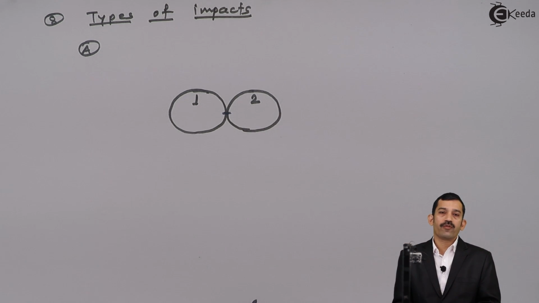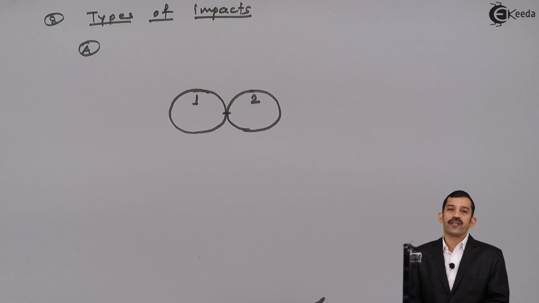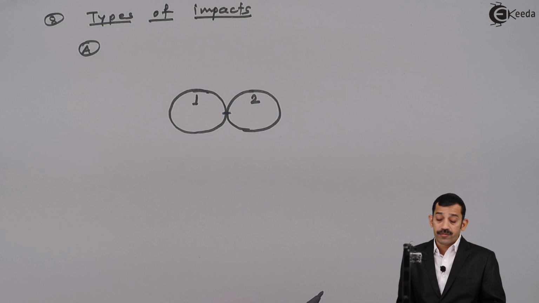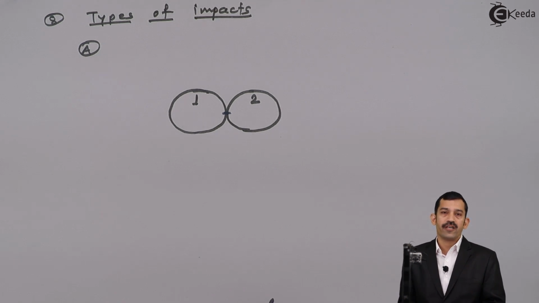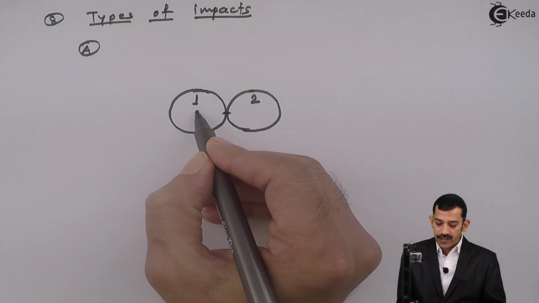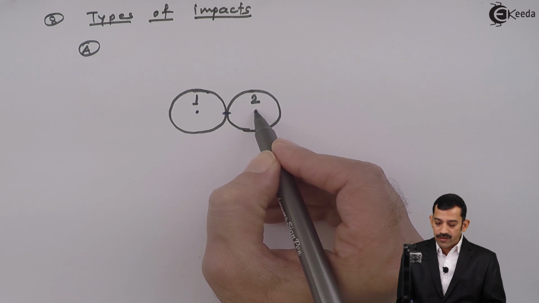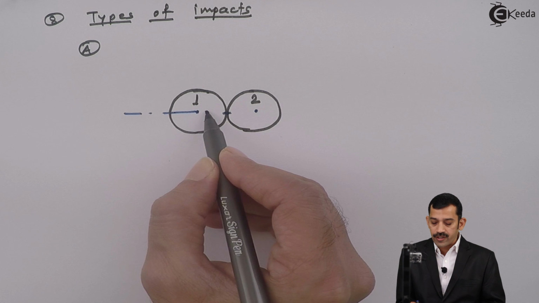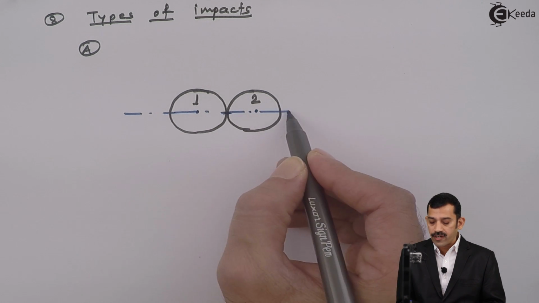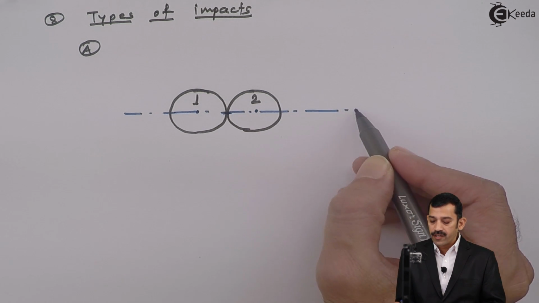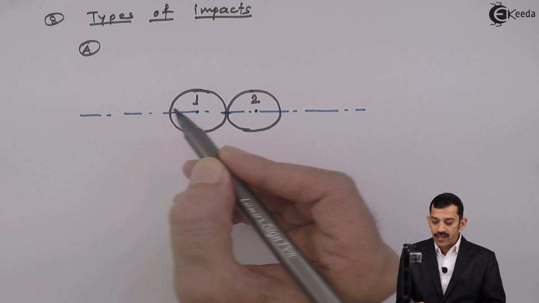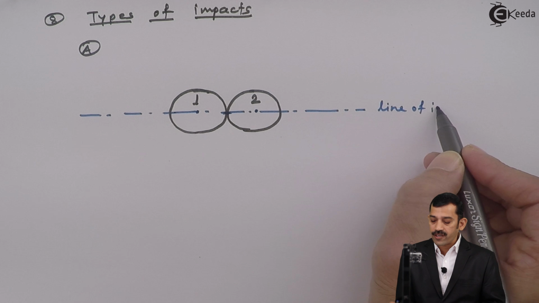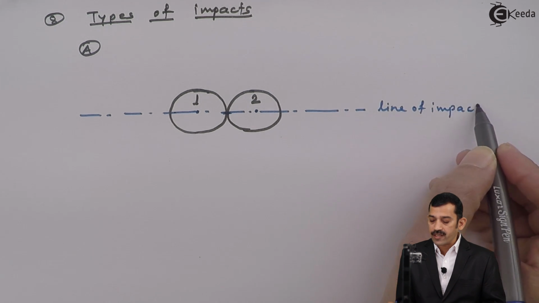For any circular body, if you draw a normal to the circle at any point on its circumference, then the normal to the contact surface, or the normal to the circle at any point, always passes through its center. Say this is the center of body 1, and the center of body 2. If I draw a line which is normal to the contact surfaces during impact, such a line is called what? Line of impact. This line is the line of impact.